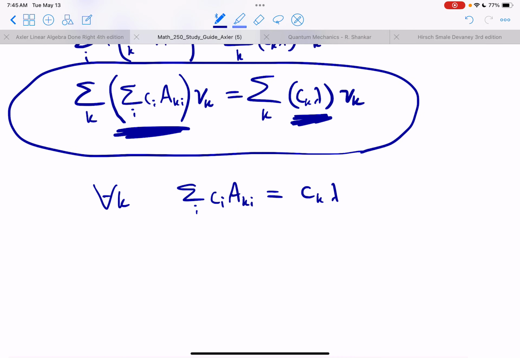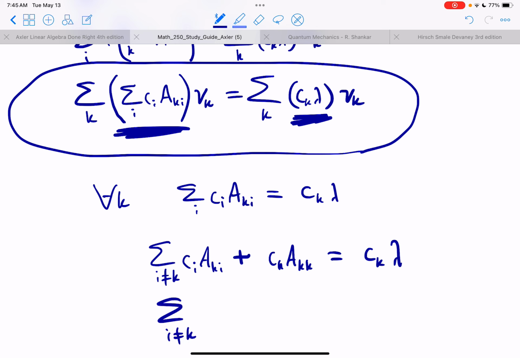Okay. And now, here's the clever thing. This is a sum over i, including when i equals k, so we'd have the a_kk component. So I'm just going to split that off. I'm going to have the sum over all the i's that aren't equal to k of ci a_ki, plus the term where i is equal to k, which would be ck a_kk. And that's equal to ck lambda. Now move this to the other side. We get a sum over the i's not equal to k of ci a_ki equals, and let's pull that ck out, ck times (lambda minus a_kk).